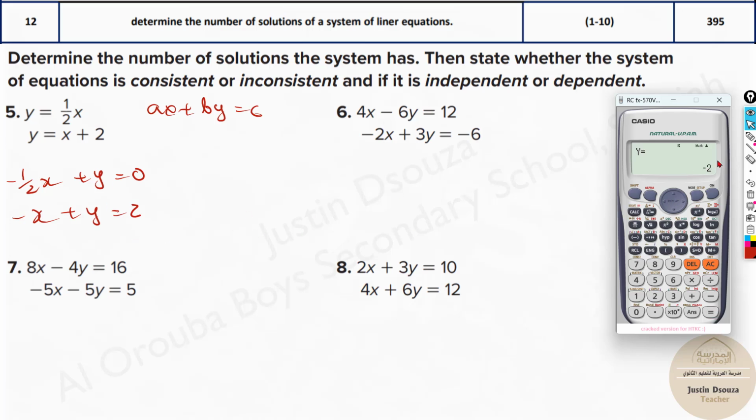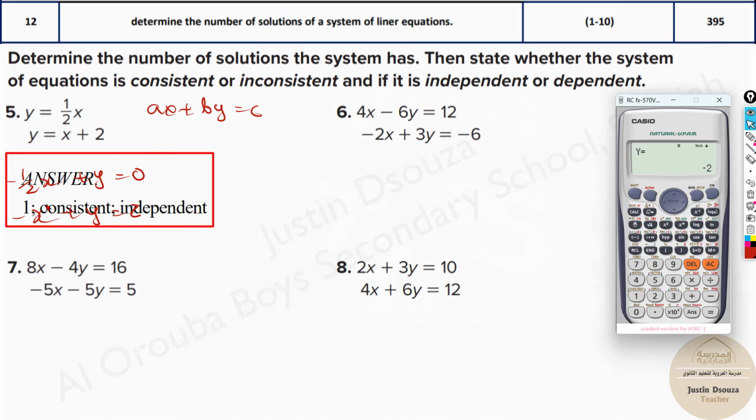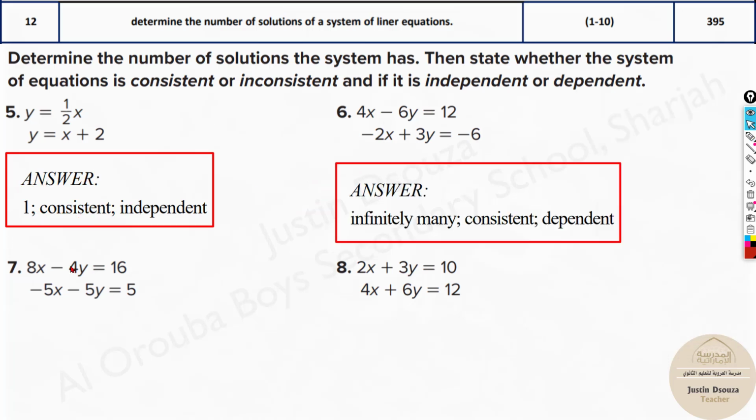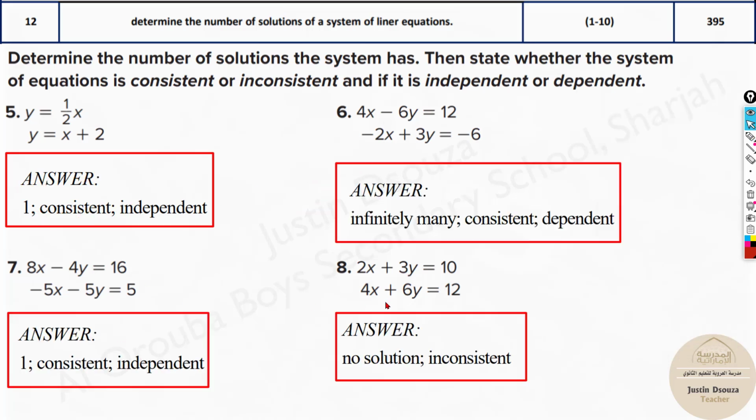We are not looking for the answers, but we are getting a solution. So there is one solution and it is independent and consistent. It's one solution, one set of x and y, that is a coordinate point you get. They'll intersect at one particular point, x and y, that is the solution we get over here. That means one solution, it is consistent and independent. Similarly, please do solve the other problems.